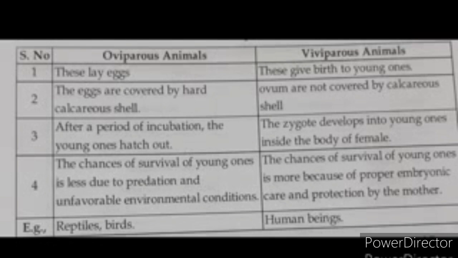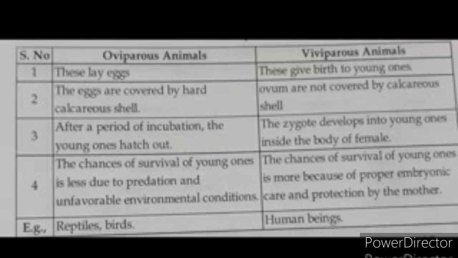In viviparous animals, what is the meaning of viviparous? They give birth to the young ones. This happens mostly in the majority of mammals, including human beings. The zygote develops into a young one inside the body of the female organism. Last class we discussed the internal fertilization characters. After attaining a certain stage of growth, the young ones are delivered out of the body of the female organism.